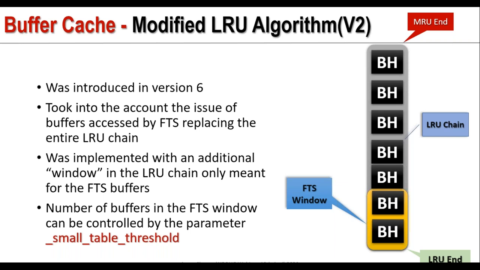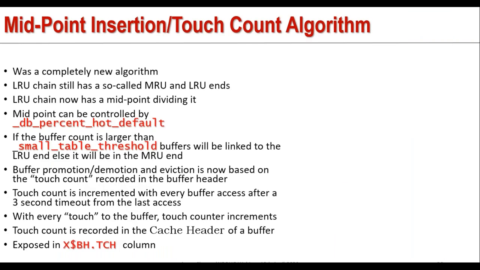But basically, what Oracle did with this variation is fit the full table scans dedicatedly in this particular FTS window, and anything else, like random access or atomic access, is maintained at the other end. Now, this served them very well, but as the databases became larger, they again remodified this algorithm and introduced the final one, which we are using right now.